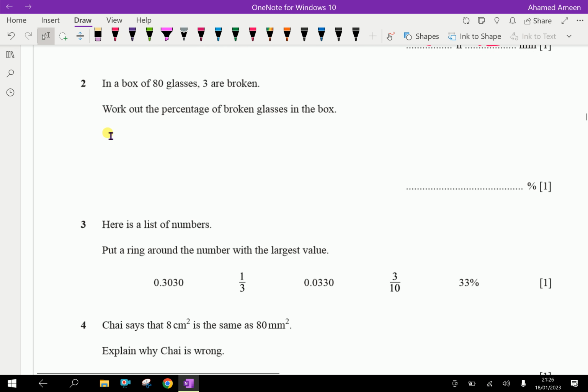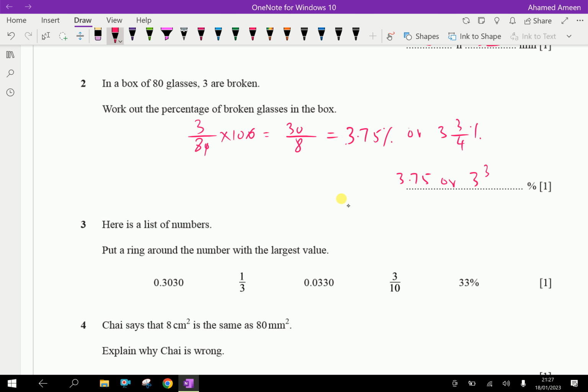Second question. A box of 80 glasses, 3 are broken. Work out the percentage of broken glasses in the box. Here, the percentage of broken glasses is 3/80 × 100, which is equal to 30/8, which is equal to 3.75%, or you can say 3 3/4%. You can write here 3.75 or 3 3/4%.